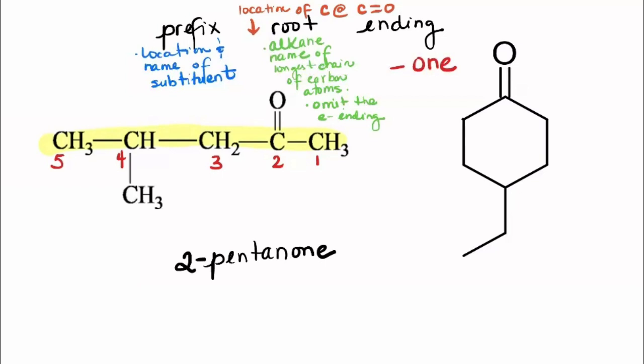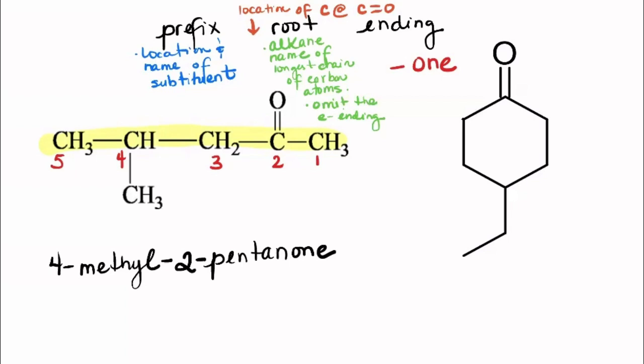Then, previous to that, we have to put the prefix. Specifically in this molecule on carbon 4, we only have one substituent. So on carbon 4, I have a methyl group. Remember that every time we have numbers and letters, we use a hyphen to separate them. So the correct name for this molecule is 4-methyl-2-pentanone.